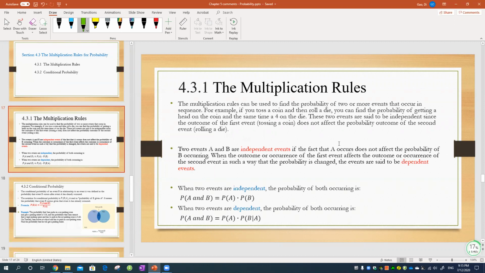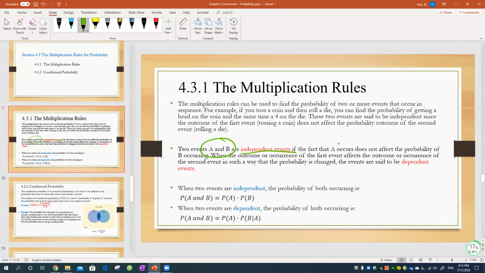So two events, A and B, are independent events if the fact that A occurs does not affect the probability of B occurring. So when the outcome or occurrence of the first event affects the outcome of the occurrence of the second event in such a way that the probabilities change, the events are said to be dependent events. So for two events, we either say they're independent or they're dependent.